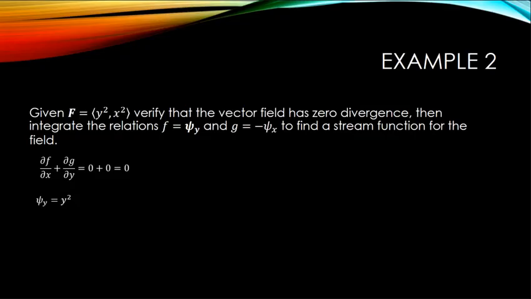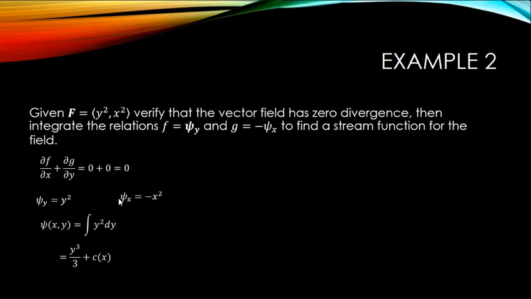The partial of psi with respect to y is equal to y squared. This means that psi of x y is equal to the integral of y squared dy, which gives me y cubed over 3 plus a constant of integration that is a function of x. I'll call that c of x.